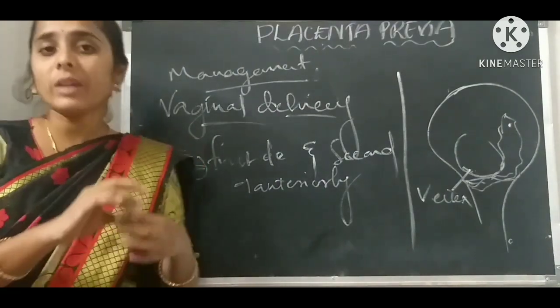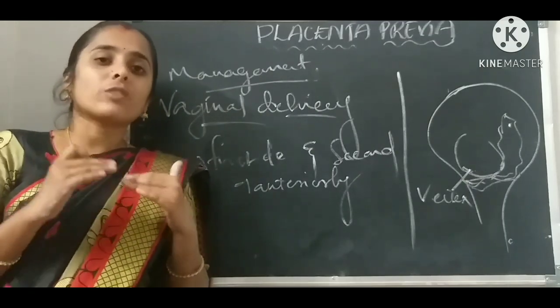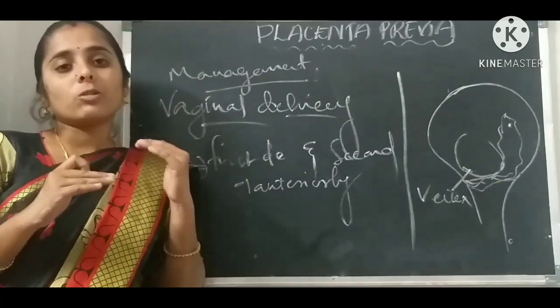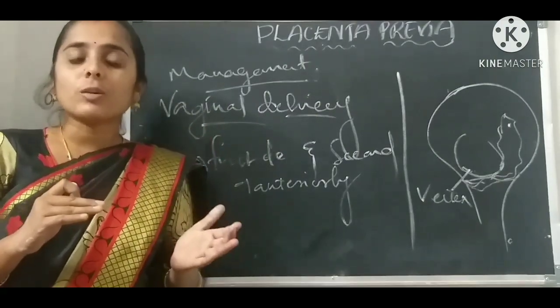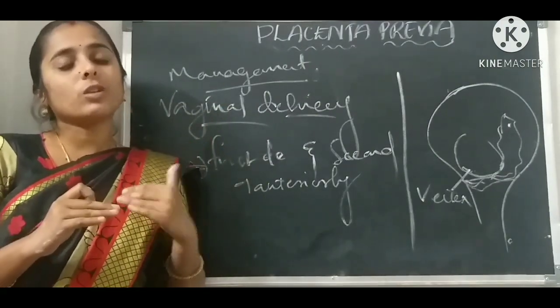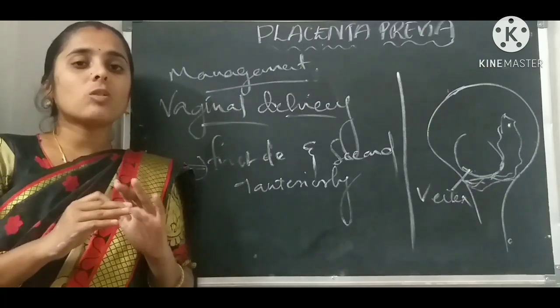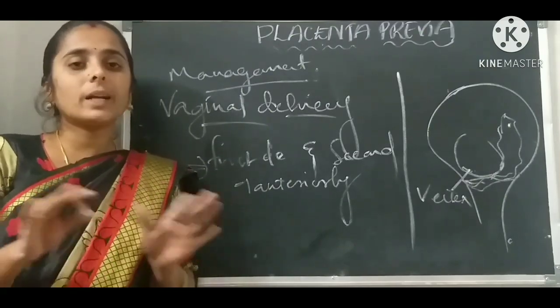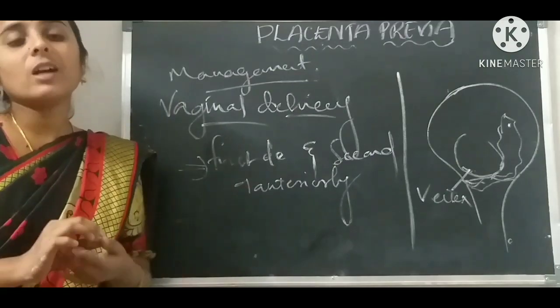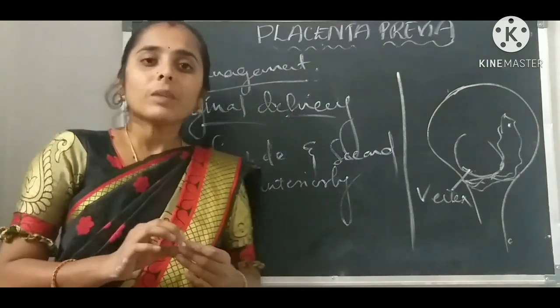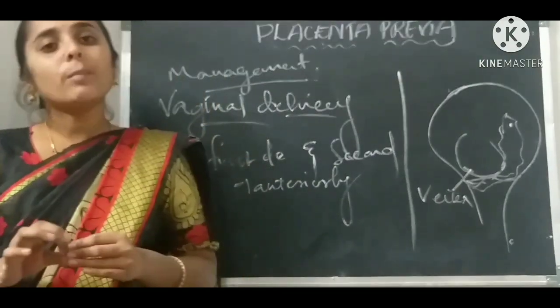First in the management we have to admit the patient. After admission, a brief history of the patient should be taken, abdominal palpation should be done, and fetal heart rate should be monitored. Vaginal examination should not be done; it is contraindicated in placenta previa. Next we have to estimate the hemoglobin level and blood grouping.